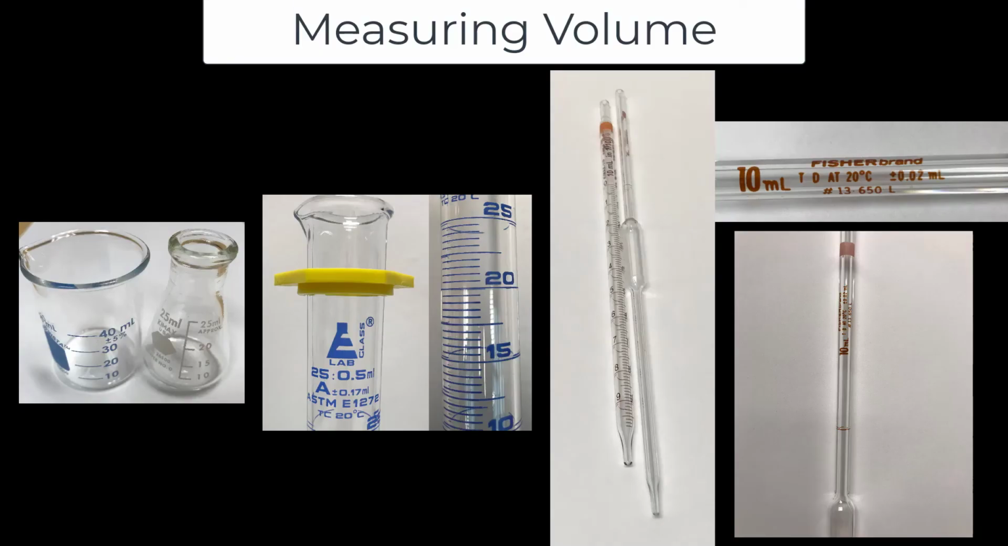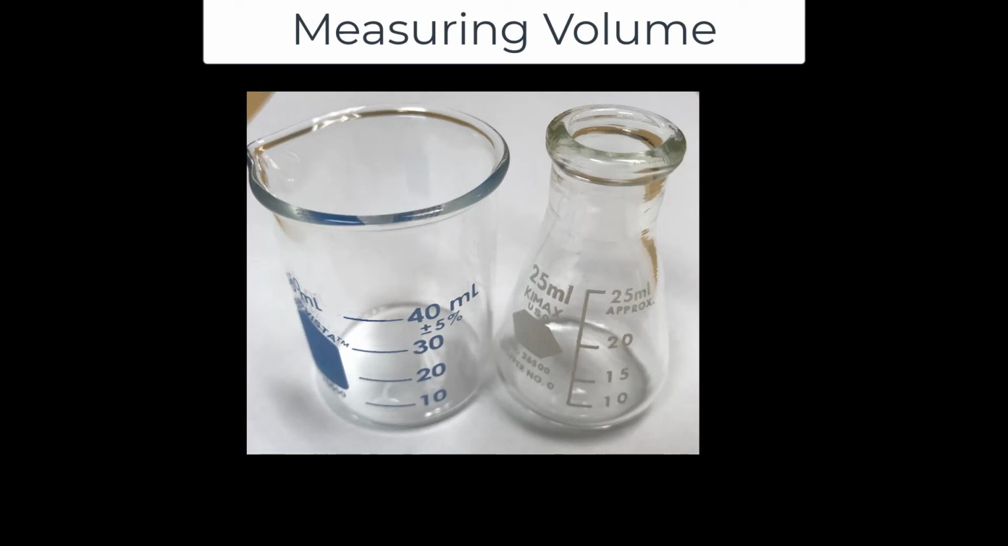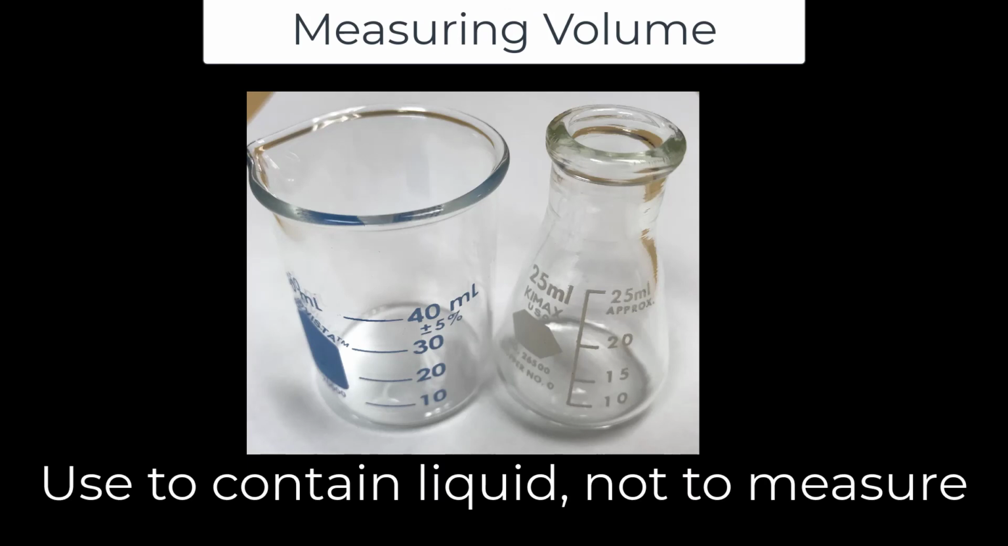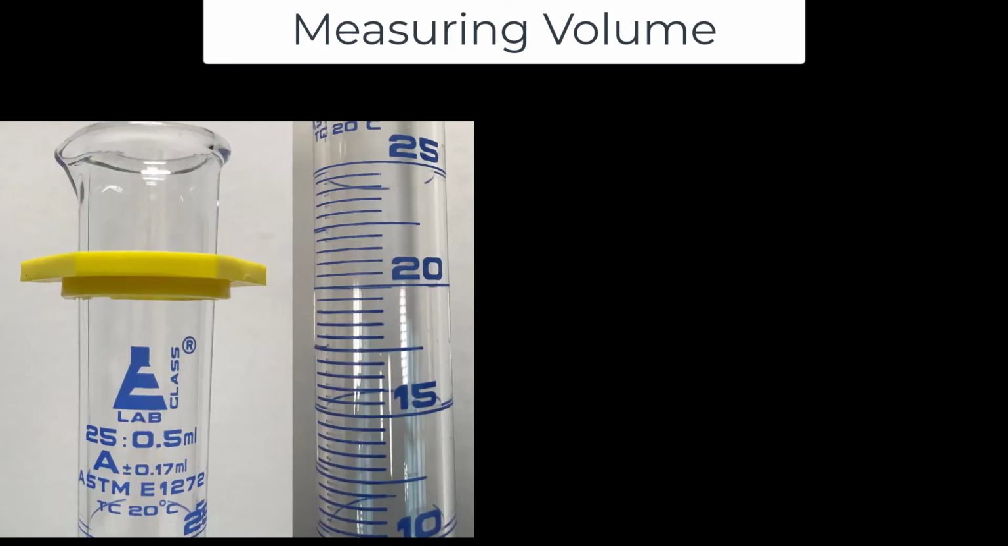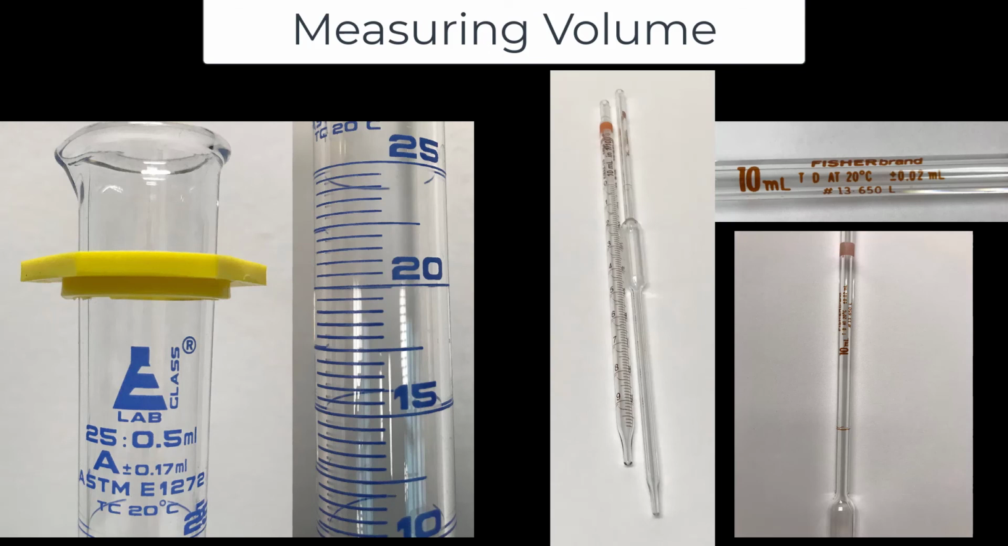You will encounter several different types of glassware. Beakers and Erlenmeyer flasks are often used to contain or hold liquid, as noted by the TC. These should not be used if you want accurate measurements of a liquid. For liquid measurements, graduated cylinders, graduated pipettes, or volumetric pipettes should be used.